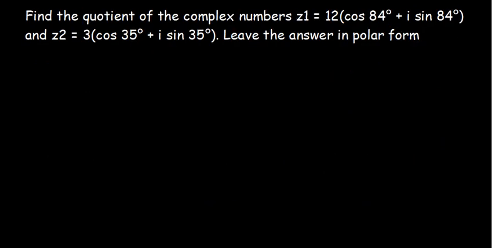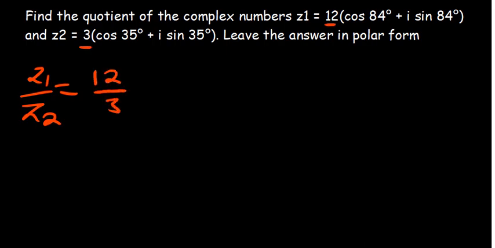Okay, the next question says find the quotient of the complex numbers. z1 is equal to that and z2 is equal to that. Leave your answer in polar form. So for the quotient of z1 to z2, we made a point to say the absolute values are supposed to be divided. In this case, we have 12 being divided by the 3 from the other complex number. Then for the angles, you ought to subtract. So we'll say 84 in the first case minus 35.